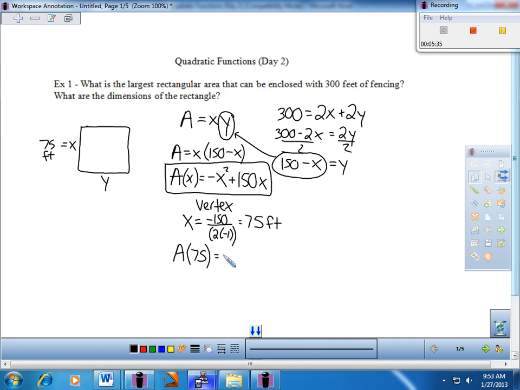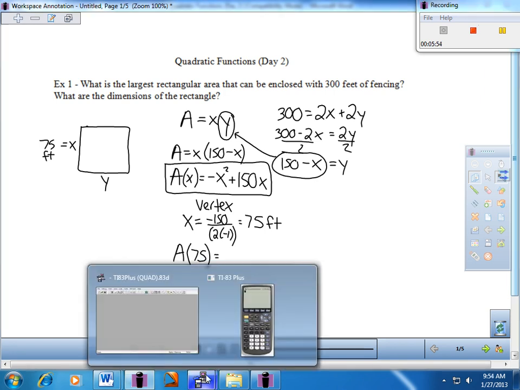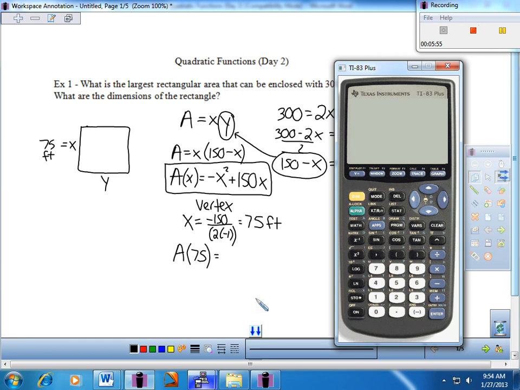Remember a vertex, everybody. This just gives you the input, and then that goes back into the function. So let's be very clear on that. And when it does, what quantity does it give us? It gives us A. So I want the area at 75 feet for x. Good, I hope that's pretty clear. I've seen some students over the years sort of mishandle the interpretation here. So I have a negative 1 times 75 squared plus 150 times 75. I hit enter there, and it looks like I get 5625 square feet.